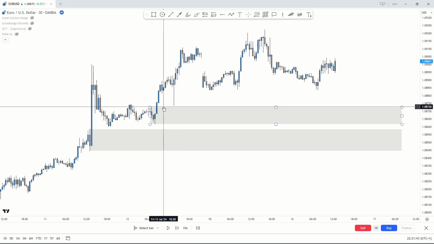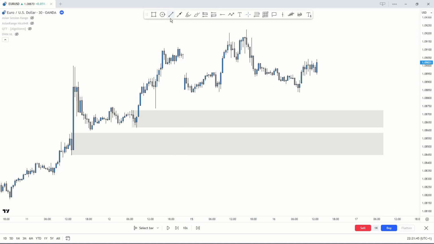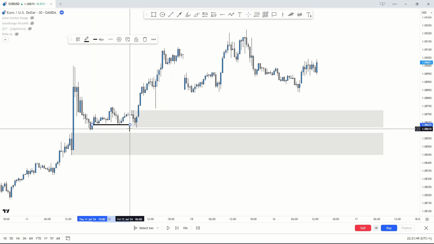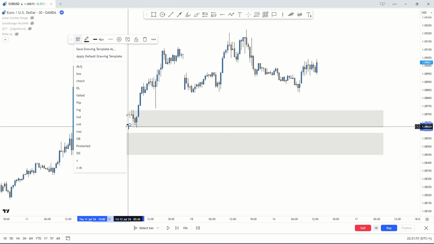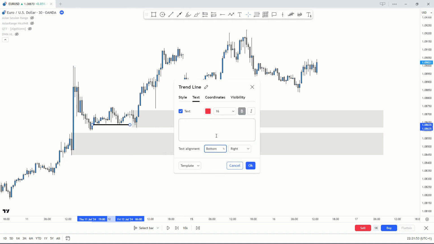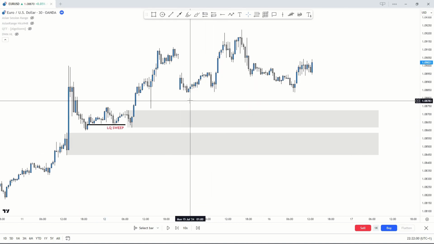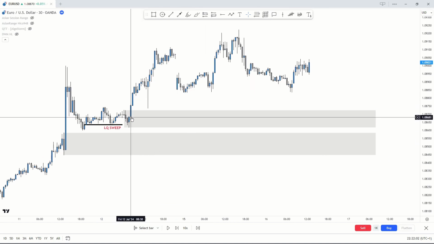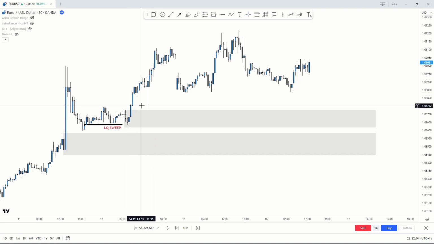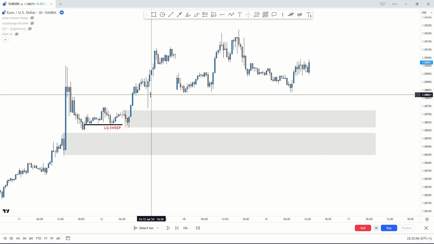Now let's take a look at this final zone over here, and let's analyze this. First thing I can see is that we have clearly swept a level of equal lows over here, giving us a valid liquidity sweep. The second thing I can see is that this zone has not been mitigated, and it has a fair value gap following it, telling me that this is a valid zone.